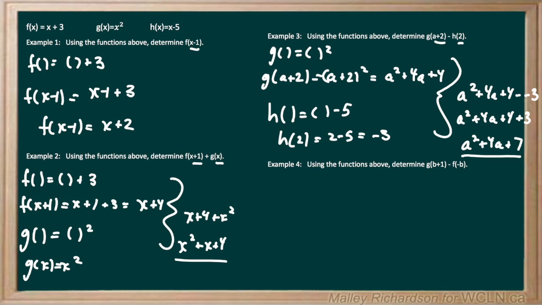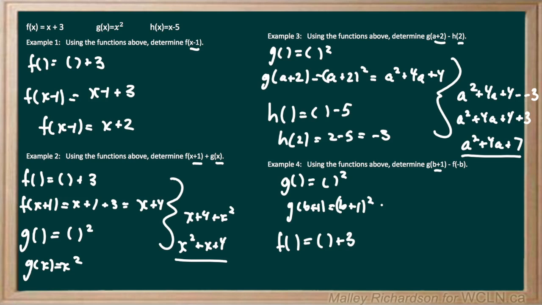Moving on to our final example, we want to use the functions above to determine g of b plus 1 minus f of negative b. So we have g of x function with our empty brackets squared, and then our f of x function with empty brackets plus 3. Now our variable for g is b plus 1, so we have g of b plus 1 equals b plus 1 all squared, and then that can expand out to be b squared plus 2b plus 1. And then our new variable for f of x is negative b, so we have f of negative b equals negative b plus 3.